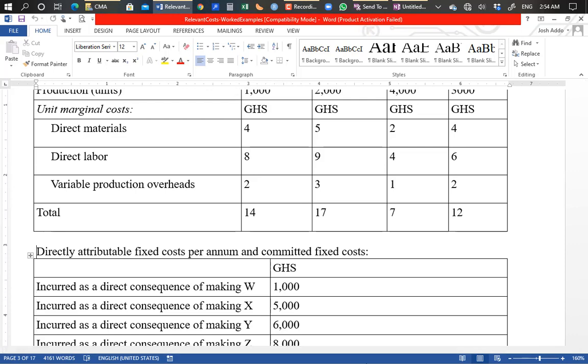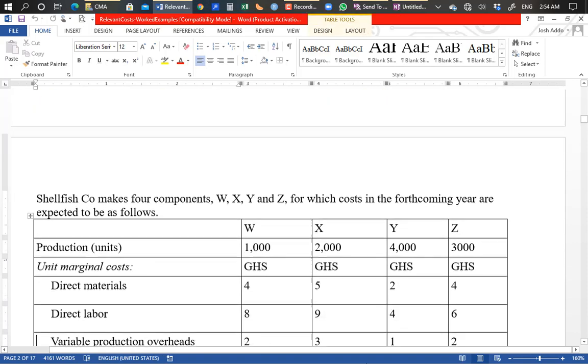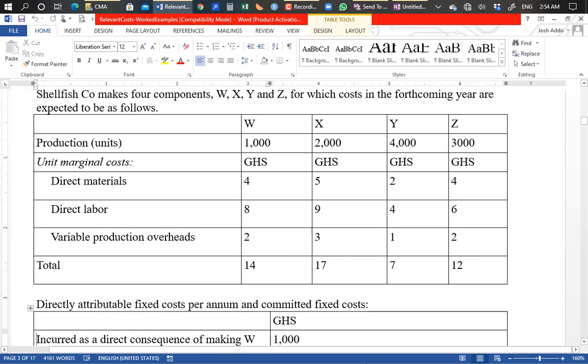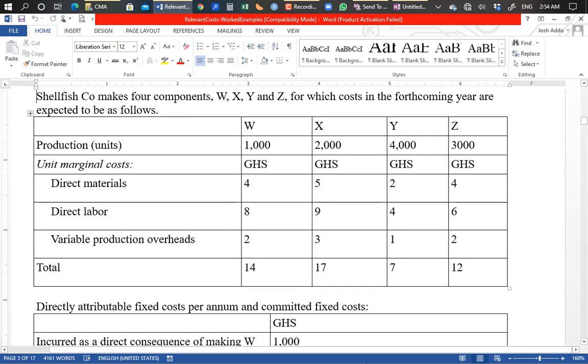So we have this simple question where, let me read the question fully. A certain company makes 4 components. And the components are, you can think of them as products. 4 products, W, X, Y, and Z, for which costs in the forthcoming year are expected to be as follows. So this is the cost of manufacturing 1 unit of each of the products, W, X, Y, and Z.